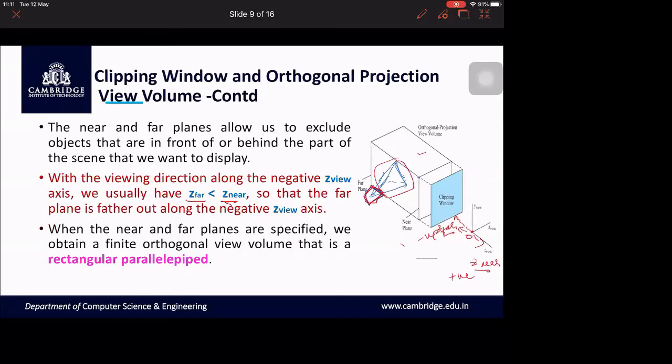When the near or far planes are specified, we obtain a finite orthogonal view volume that is a rectangular parallelepiped. So that is nothing but the finite orthogonal view volume. Hope you have understood this.